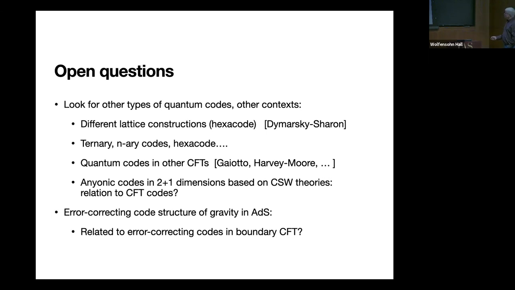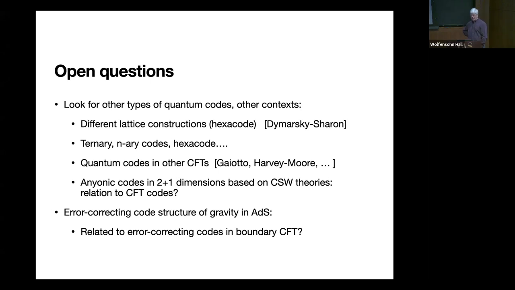Another question I'm interested in and thinking about right now is that there's a large literature about anionic codes in 2+1 dimensions, codes based on Chern-Simons-Witten theories. And I'd like to know if these are related to the CFT codes that we've been talking about. At least in a very naive sense, one can make some correspondences here, for example, between the toric code and a c equals one boson. But I still need to understand the correspondence between Chern-Simons theories and chiral bosons and Narain theories better.